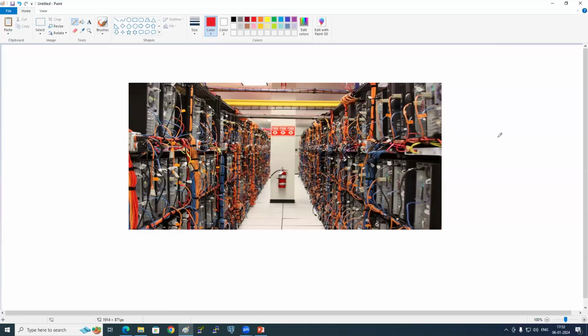See, in a data center, what are the things that you can see? Wires, servers. Fire extinguisher, okay. And CPUs are there. Color cables are there. Racks are there.